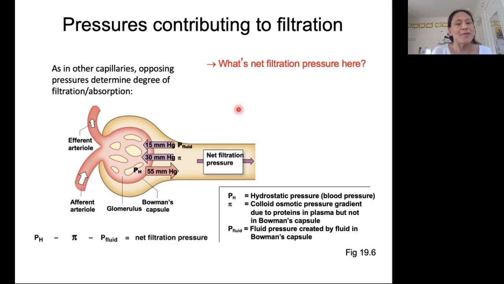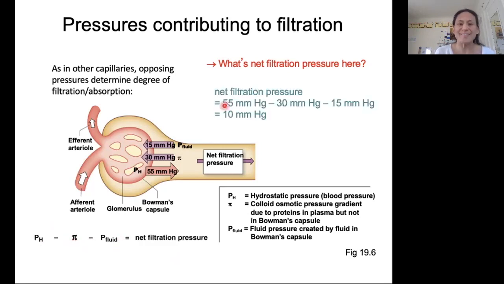So net filtration pressure, like I said already, is going to be P H minus pi minus P fluid, which is 55 millimeters of mercury minus 30 millimeters of mercury minus 15 millimeters of mercury. That gives you 10 millimeters of mercury.